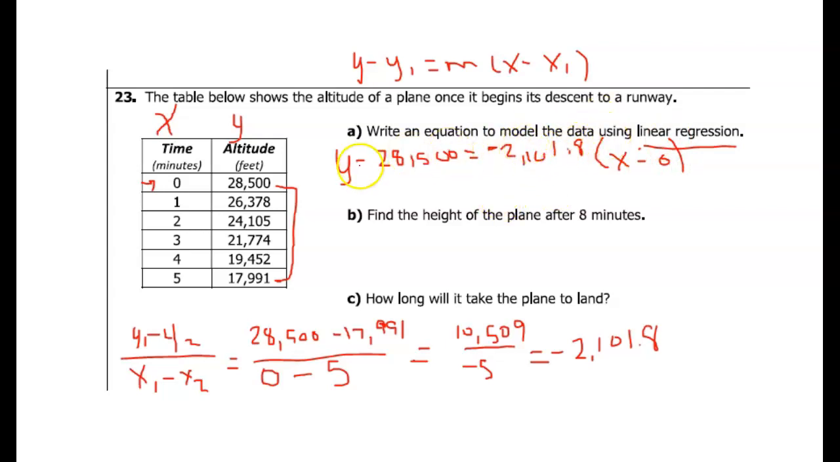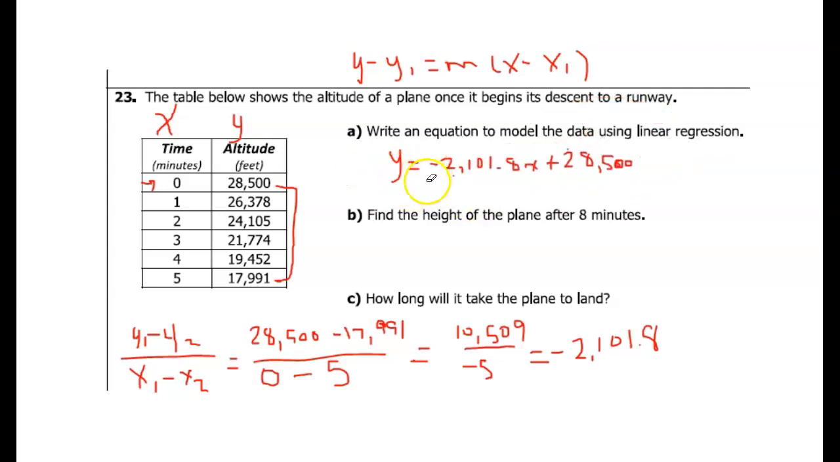I will simplify this. I want to go ahead and get it in y equals mx plus b form. It's just the easiest to deal with. So I'll simplify this equation by distributing the 2,101.8 into the parentheses. So I would have y equals negative 2,101.8x plus 28,500. What I'll do to find the height after 8 minutes is just plug 8 into the equation for x, right? 8 is our minutes.